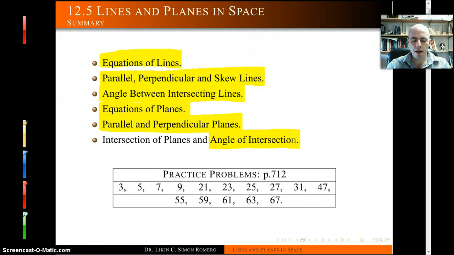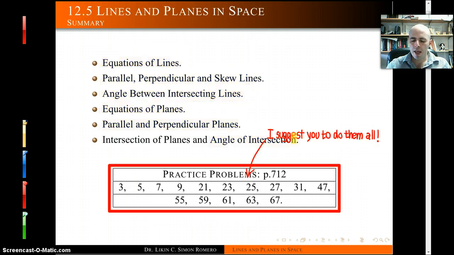Intersection of planes in general is going to be covered in our class activity next class. These are the practice problems. As always, I suggest you do them all.